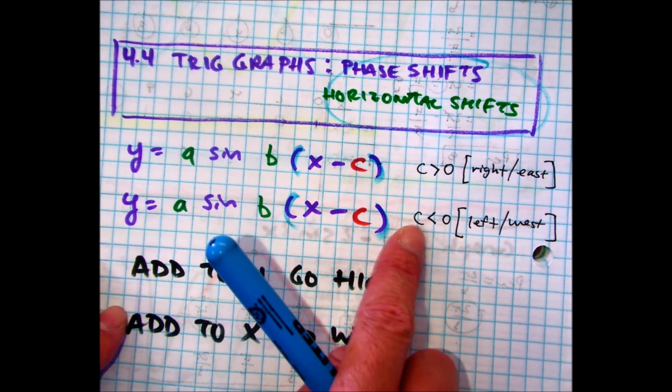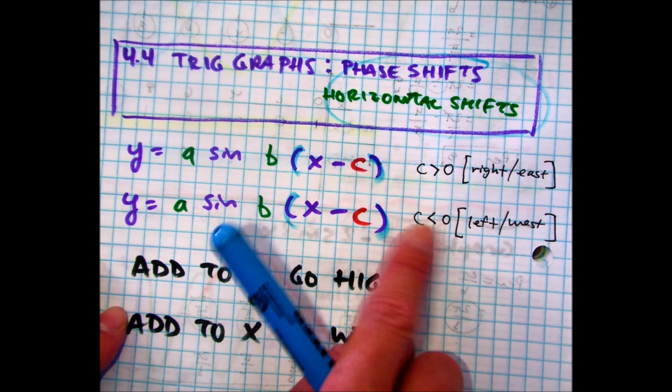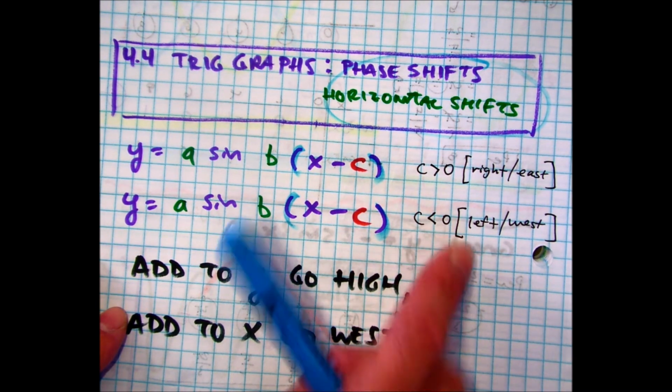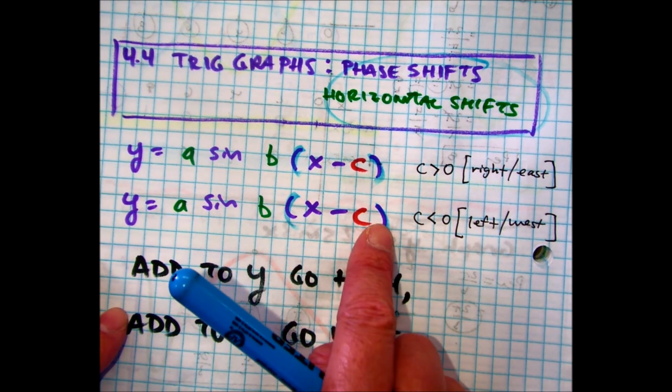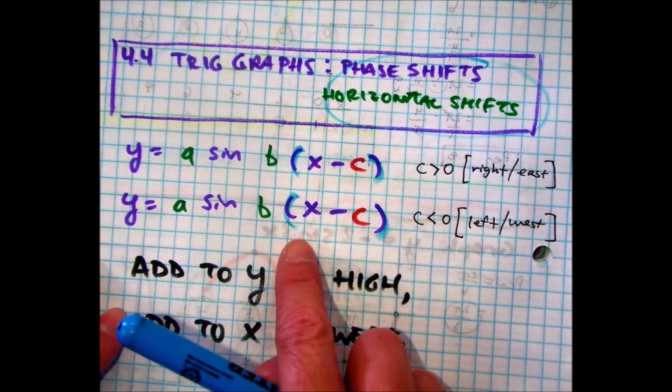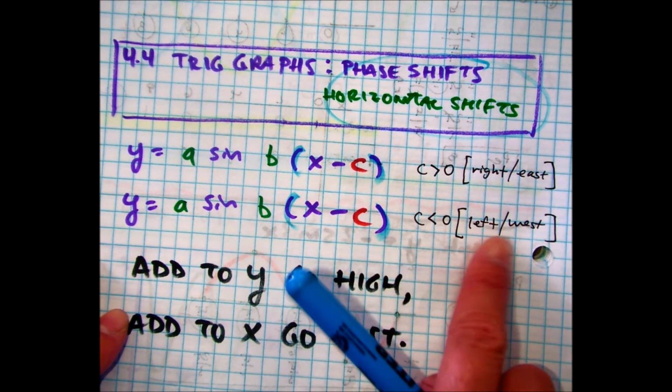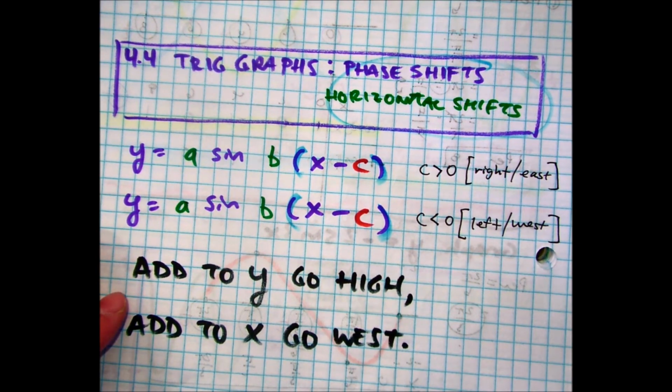Now, if C is less than 0, that just means a negative number. For example, if I have C is negative 2, this would read minus negative 2, and then we would just simplify that as x plus 2. You would go left or west.